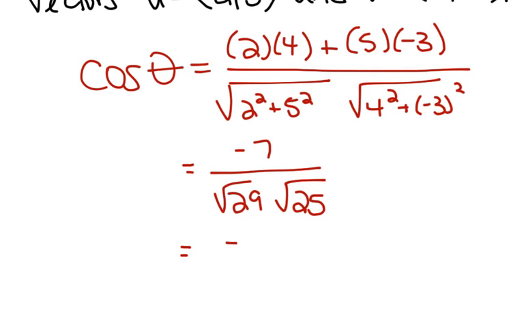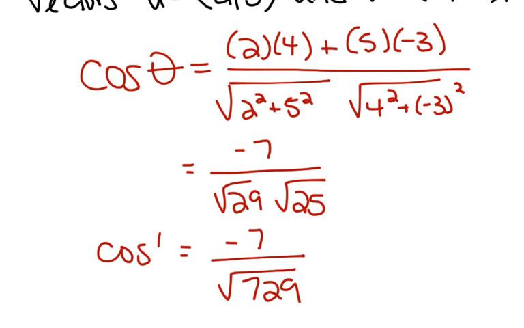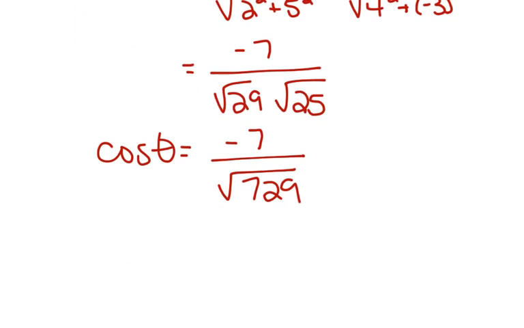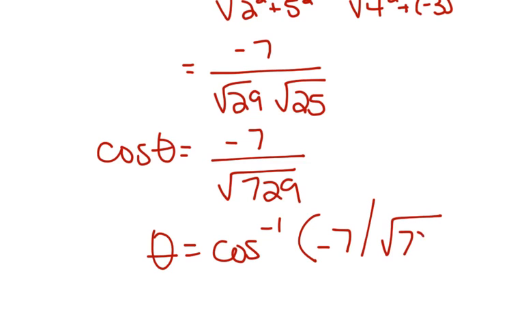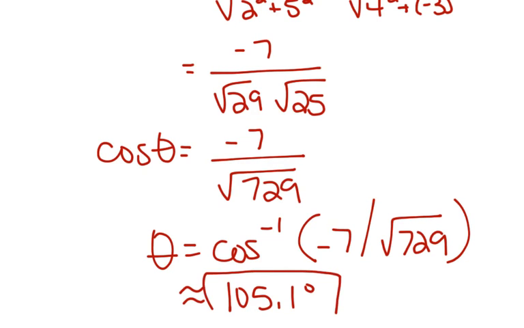I'm going to end up with negative 7 over the square root of 729. Alright, so now in my calculator, I'm going to do the inverse cosine of negative 7 divided by the square root of 729. And that's going to give me approximately 105.1 degrees. So the number of degrees between those two vectors would be 105.1 degrees.